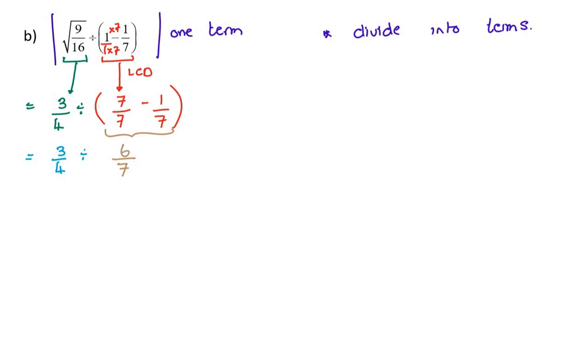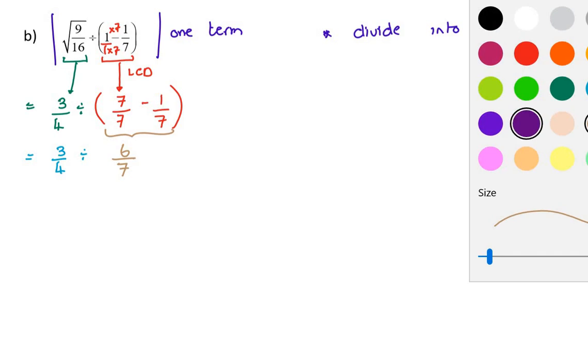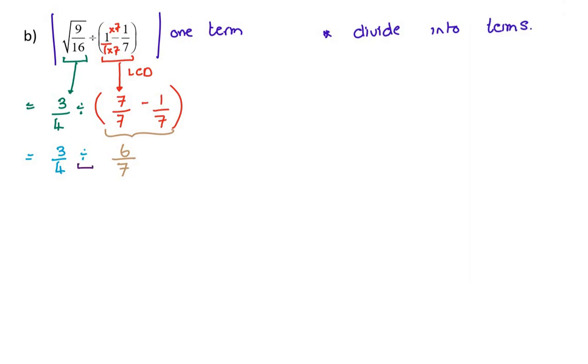So what have we learned here? This was still one term, but I must first simplify the bracket, and because part of the sum was a root, I needed to simplify that too. Okay, now we are dividing. And how do we divide? We are multiplying, and we flip this over. Now this is technically called the reciprocal of 6 over 7. I don't think I've used that word before. Reciprocal just means the flipped over version. So don't forget, the 3 divided by 4 stays, and I'm multiplying by the reciprocal of 6 over 7. So the swapped around version.